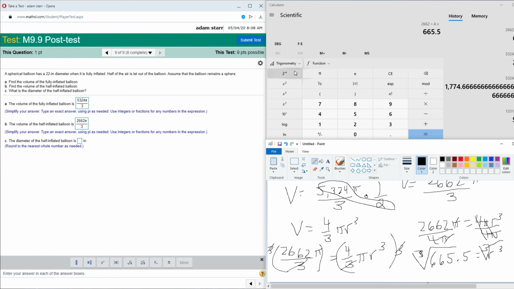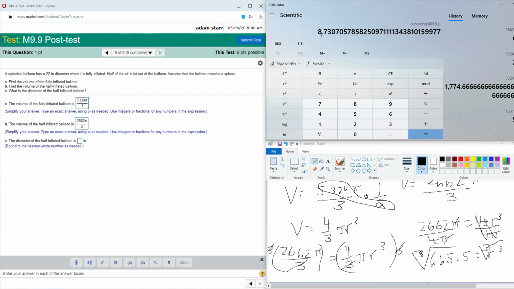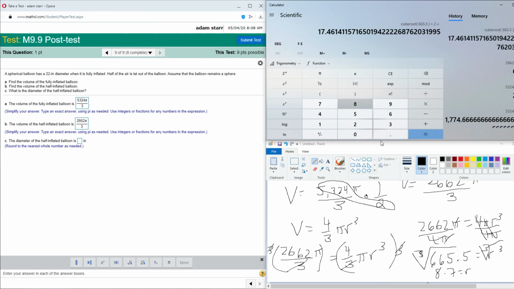So I have this number, hitting second, the cube root button is here. I cube root it. It's 8.7 about is my radius, but it's asking for the diameter, so I have to double it. So I'm taking this number and multiplying it by 2, and I get about 17.4, and it says round to the nearest whole number. So notice I did not round until the very end, and now I'm going to round, so the nearest whole number here would be 17.